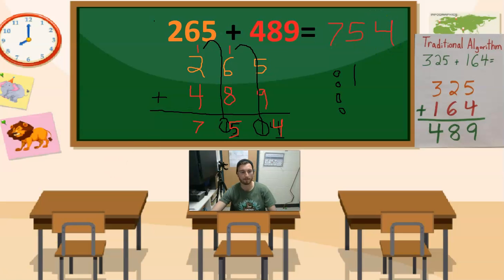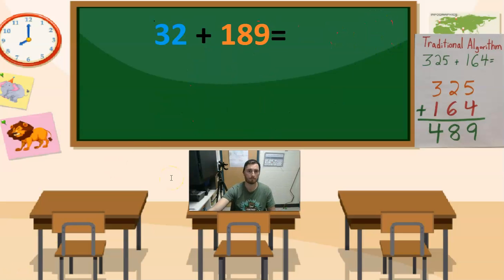We're going to do one more example. So this last example might look a little trickier because there's only 2 digits here and there's 3 here. How are we going to do that? Well, let's take a look. So we got 32. So I'm going to write that down. 32 plus, let's look at this number, the orange number, 189.